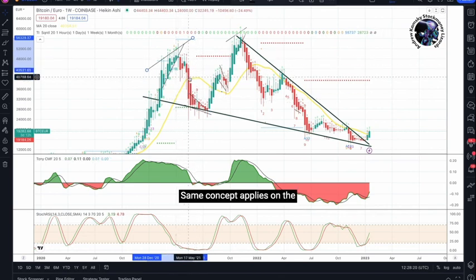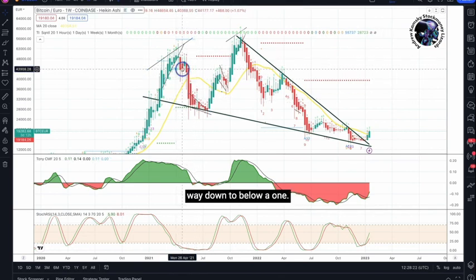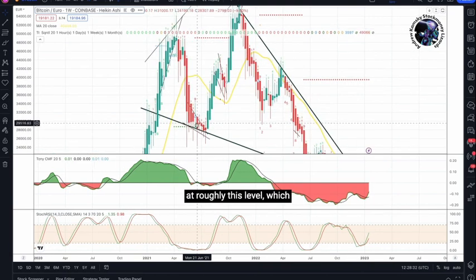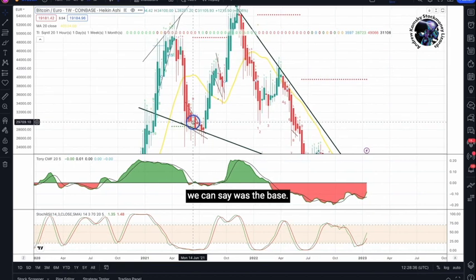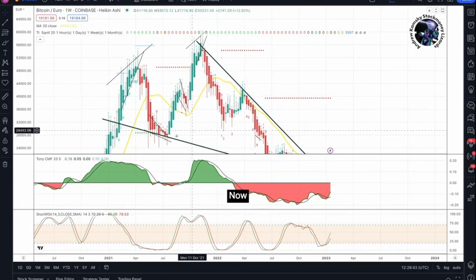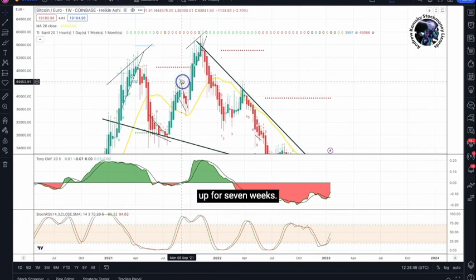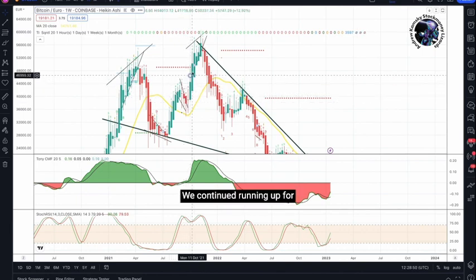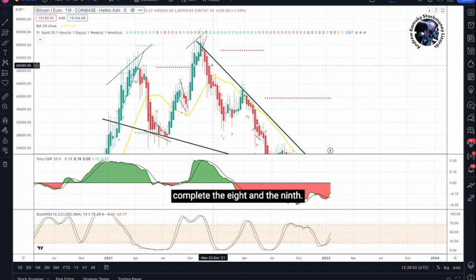Same concept applies on the way down, a 2 below a 1. And then we hit a 9 ultimate low at roughly this level, which we can say was the base of this first initial fall. Now, in this case, we ran up for 7 weeks. We didn't actually complete the 8 or the 9. We continued running up for 7 weeks and we didn't complete the 8 and the 9.